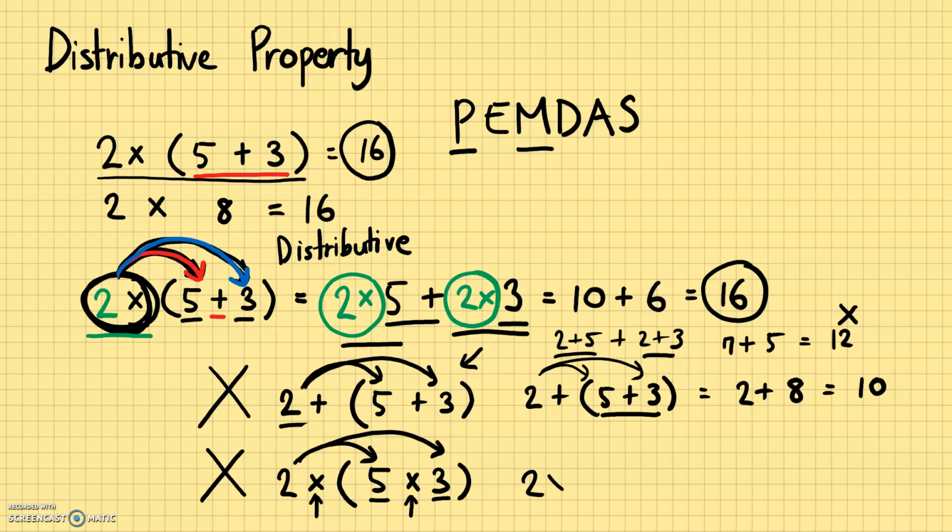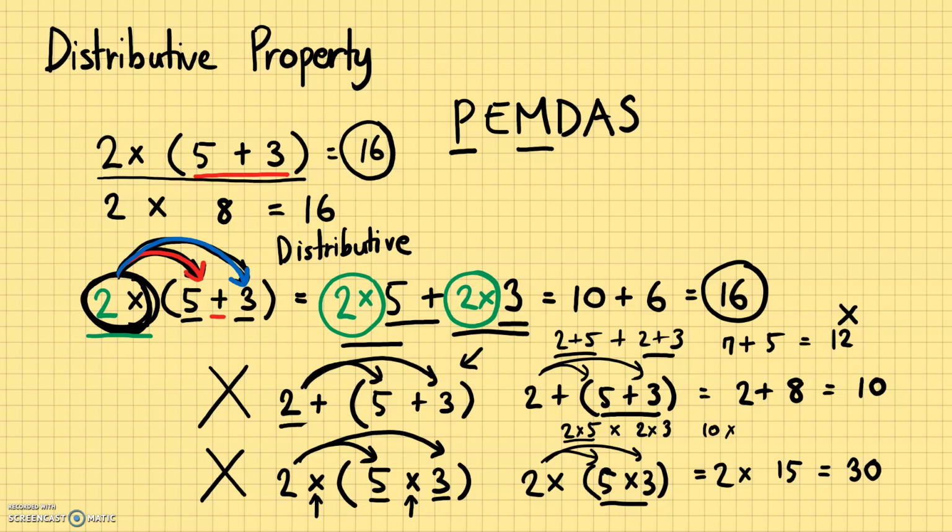Or if you have a question like this one, 5 times 3, you can just simply multiply them. So that's going to be 15. So 2 times 15, that's going to be 30. And if you distribute the 2 here, so 2 times 5 times 2 times 3, you're going to get a big number. That's going to be 10 times 6. You're going to get 60, right? And this is not the correct answer. Okay, so let me arrange this a little bit better here. So these are the cases where you can't use distributive property.